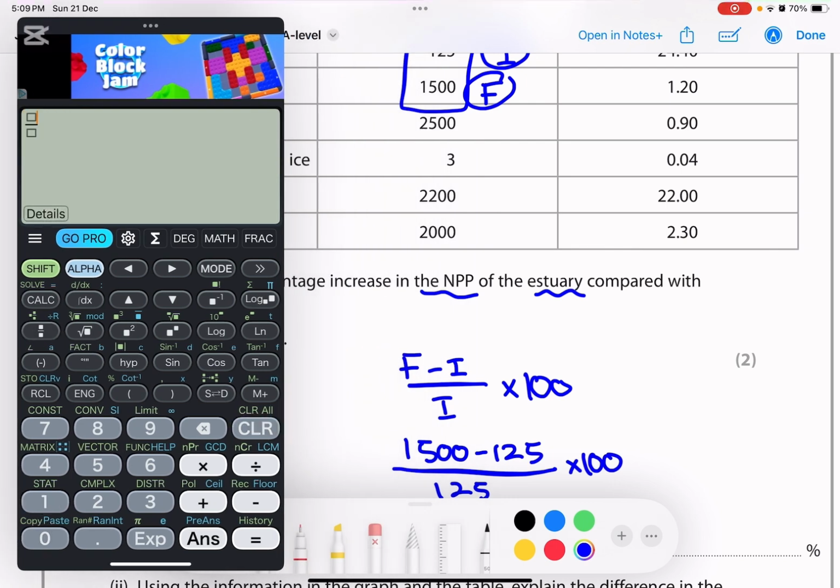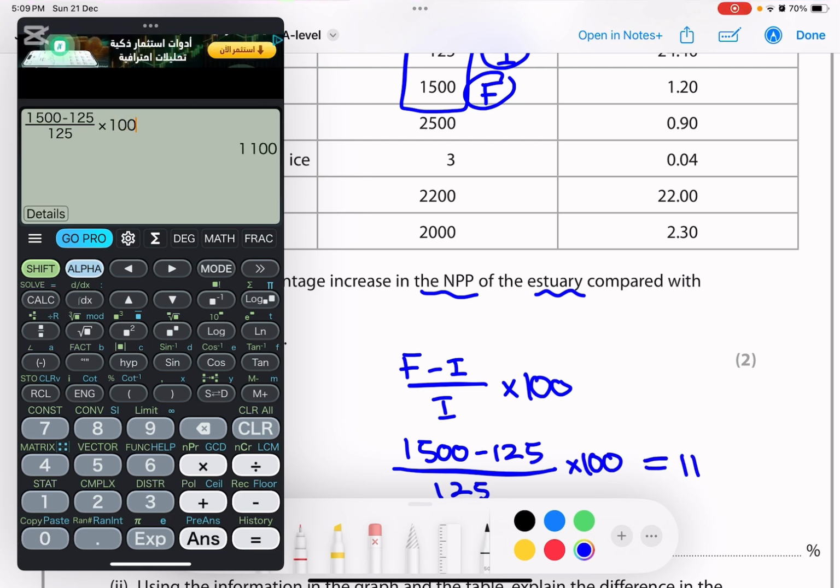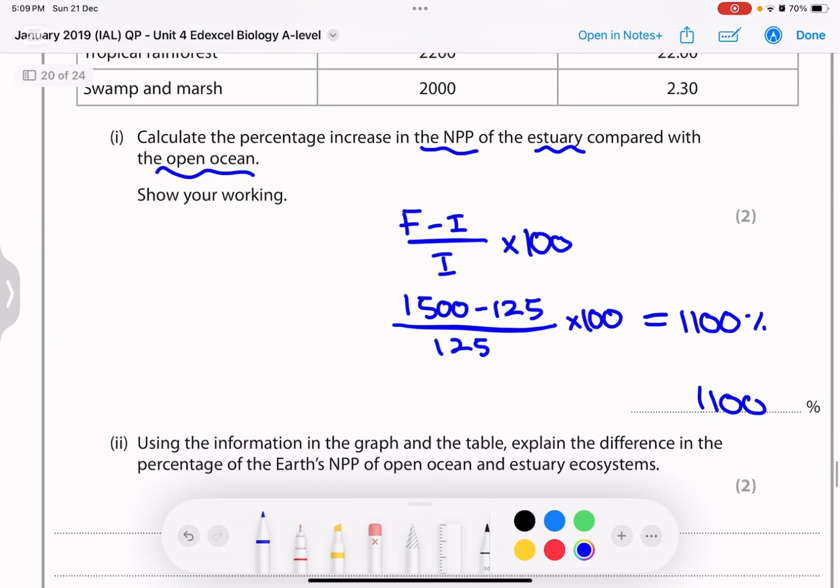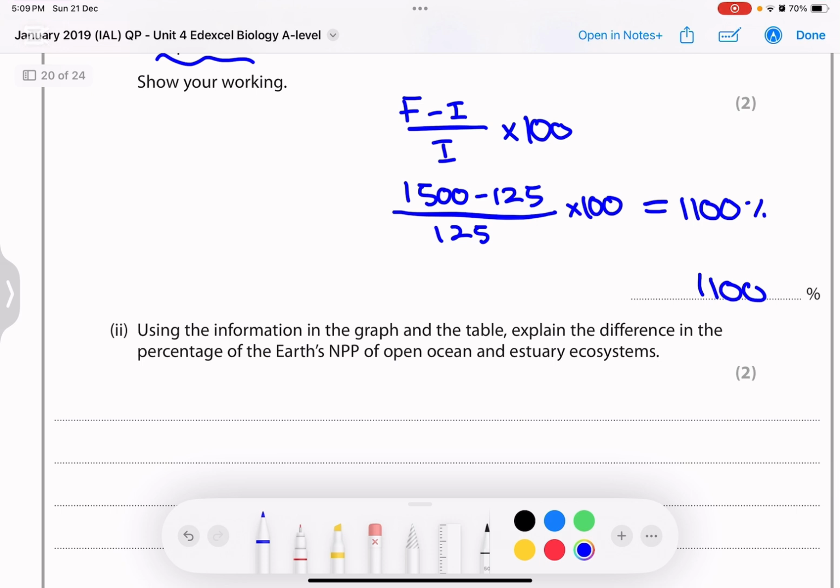And it's going to be 1,100%, and that's normal, since 1,500 is greater than double of 125.